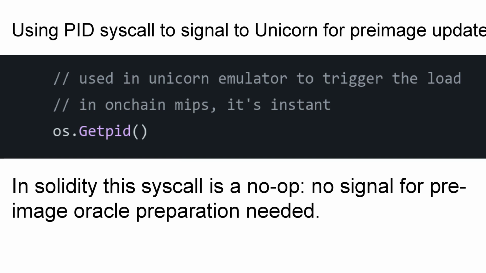Okay, so you use the get PID syscall as just a flag for the environment. It says, hey, you need to update this. Right. And then what? And then the environment literally modifies the state of the VM to include the data. More or less, yes. That's kind of what happens.